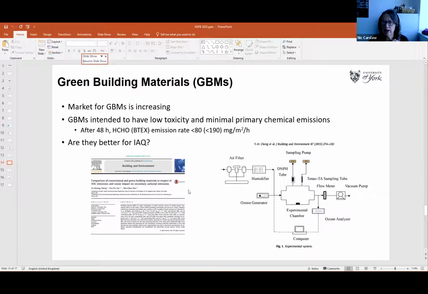So we had a look at the data that's in the literature. To be fair, there isn't that much of it actually. But we did have a look at this paper, for instance, which was looking at exactly this, and they set up an experimental chamber. Basically, they were putting different bits of building materials into this chamber, and then they'd flow ozone over it and measure what came off. And they were comparing green materials with traditional materials.